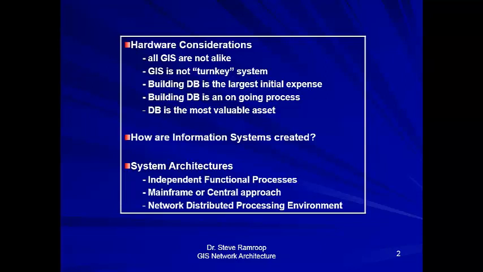The next topic is how are information systems created. And then lastly, we're going to look at system architectures. These are the implementation architectures that we can implement a GIS. There are 3 types: independent functional processes, we can have a mainframe or central approach, or we can have a network distributed processing environment.